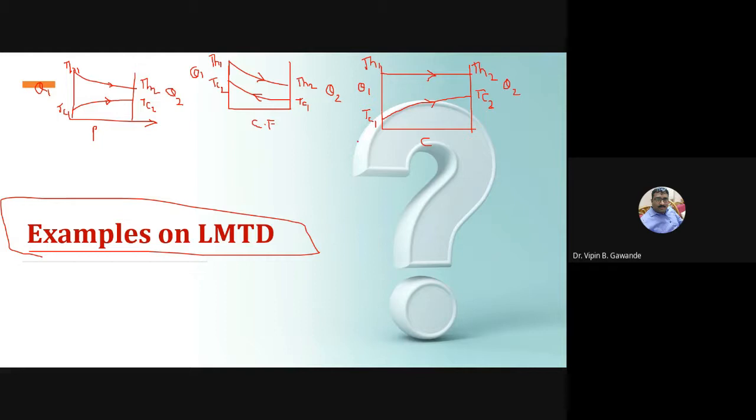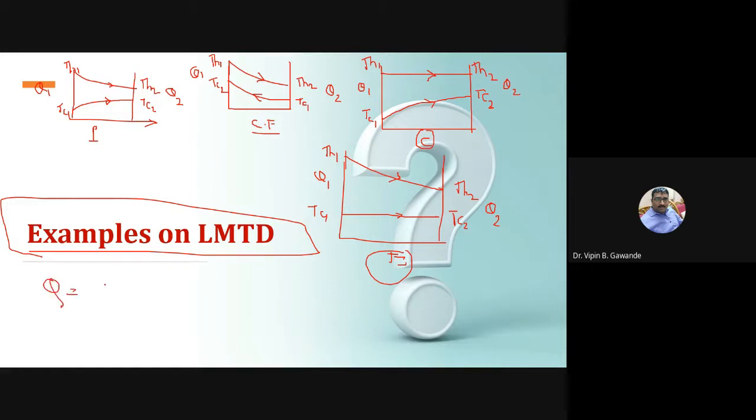Finally we have the evaporator. What is the evaporator? In the evaporator, the cold fluid temperature remains the same, so TC1 is equal to TC2. What will happen to the hot fluid temperature? It will always decrease. So this is TH1 and this is TH2. This is theta 1 for calculating the LMTD value, and this is theta 2 for calculating the LMTD value. So this is the evaporator, this is the condenser, this is the counterflow exchanger, this is the parallel flow exchanger.